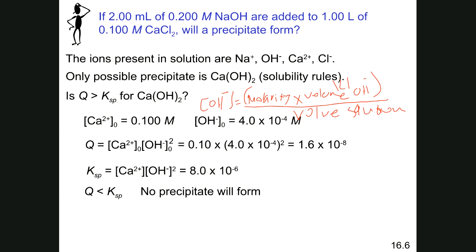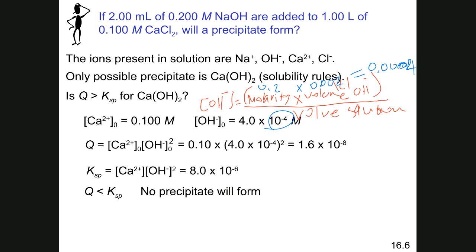So molarity is 0.2 times 0.002, and that equals 0.0004. Four is 2 times 2. So this is going to be 4 times 10 to the -4. So we have the concentration for hydroxide ion.